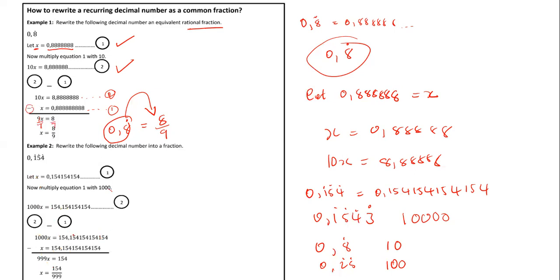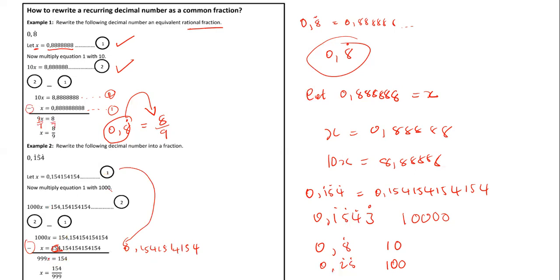And therefore, you're going to take this side and subtract this side of the equation. You're going to say 154,154,154, subtract 0,154. Here's a mistake, okay? This equation over here is supposed to be 0,154,154,154, not 153, okay? Here it's supposed to be zero, actually, from equation number one. Therefore, when you subtract this equation from this equation, you're going to get 154.